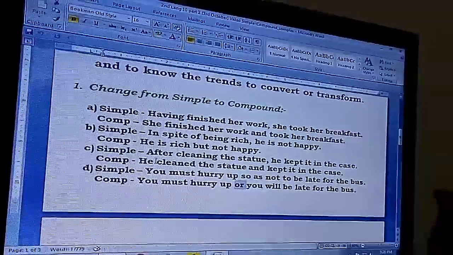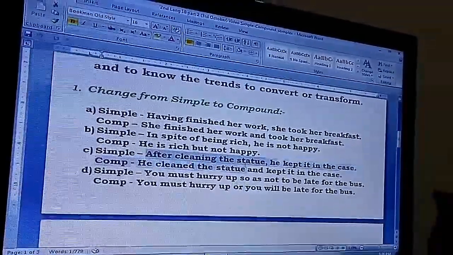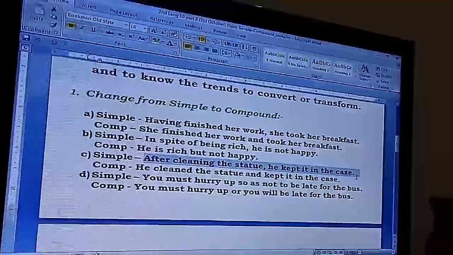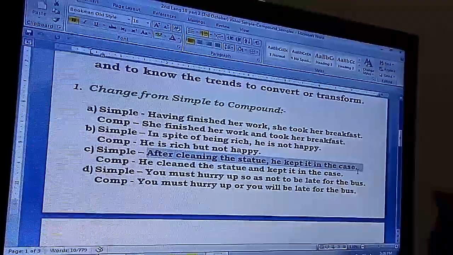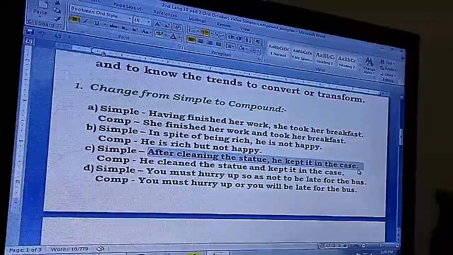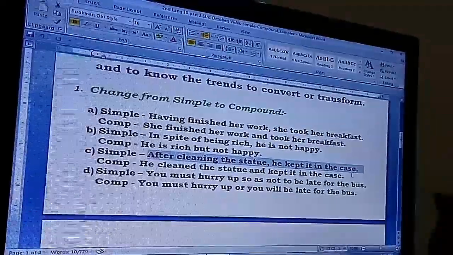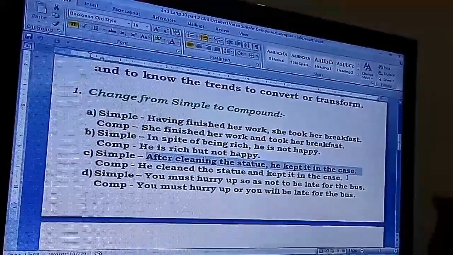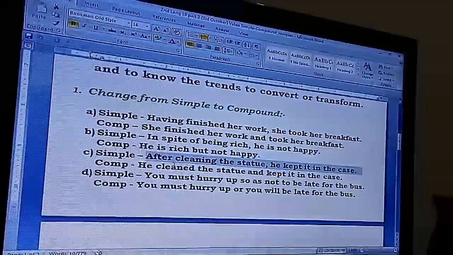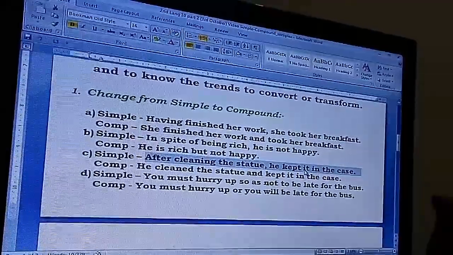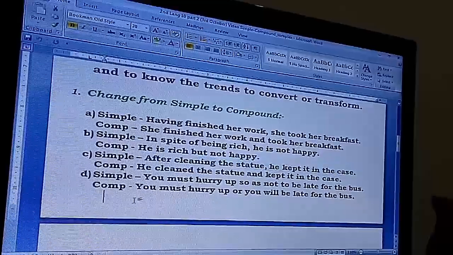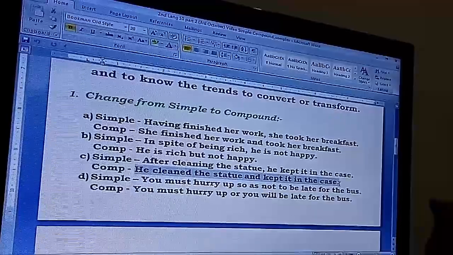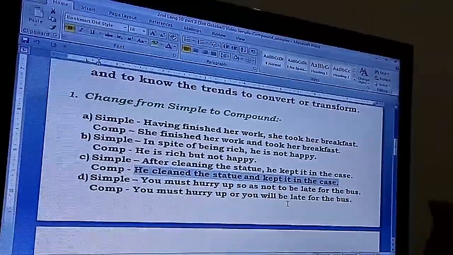The third example: after cleaning the statue, he kept it in the showcase. Some cleaning work was going on, so maybe the worker or the staff member was cleaning all the statues inside the showcase. So, after cleaning the statue, he kept it in the case. Changing to compound: he cleaned the statue and kept it in the case.